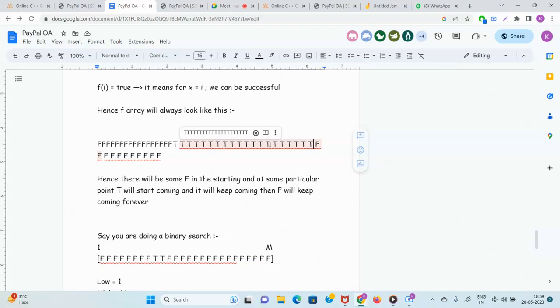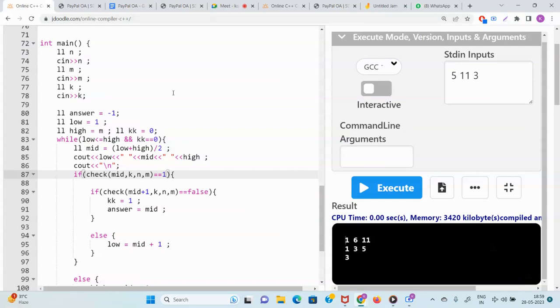Clear, guys? So say you are at this true, it doesn't mean you stop here. You can even go on the right hand side, right? So the mid is coming as true, so you will make low as mid plus 1, so you start checking this range. Also you need to make sure, low is mid plus 1, but in case the one value just ahead is not equal to 1, it means you got your answer. You just stop working.